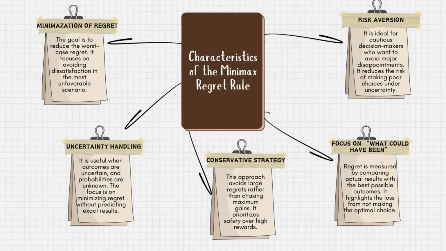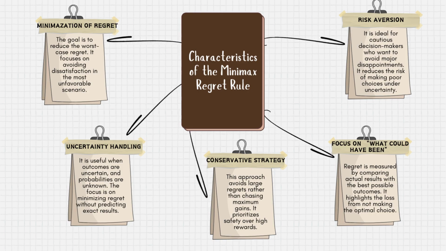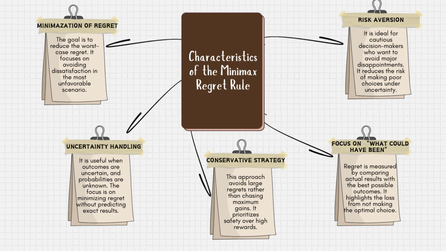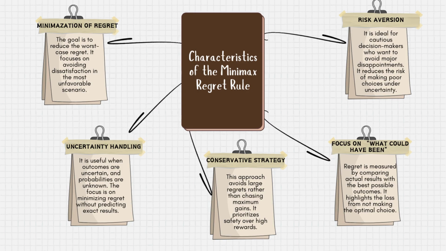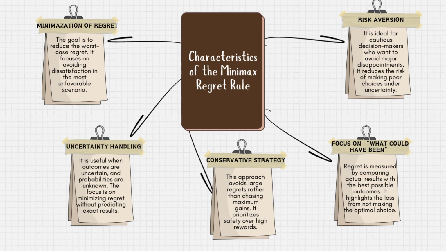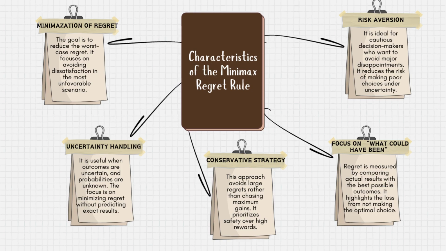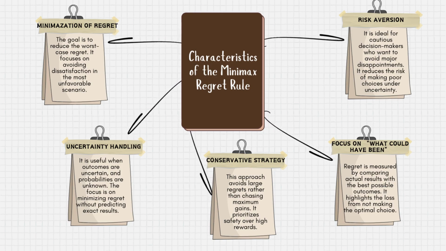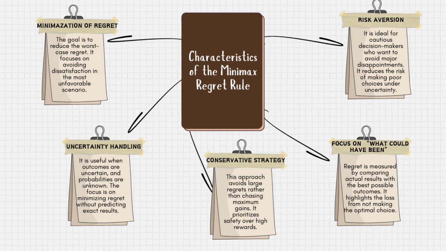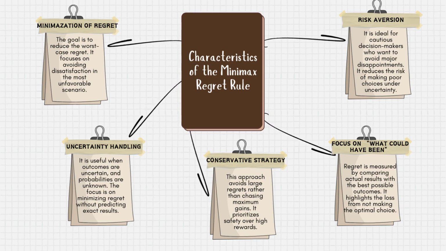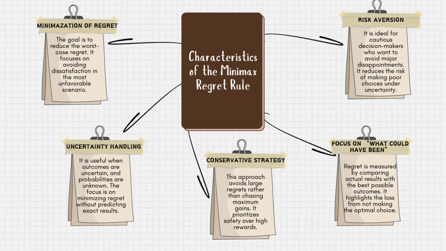Next, conservative strategy. This approach avoids large regrets rather than chasing maximum gains. It prioritizes safety over high rewards. Next, focus on what could have been. Regret is measured by comparing actual results with the best possible outcomes. It highlights the loss from not making the optimal choice.